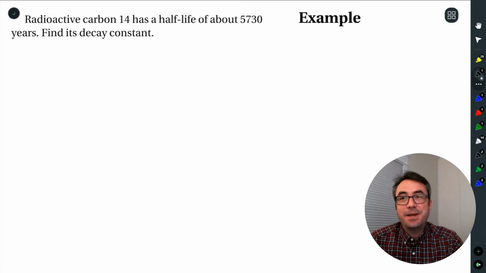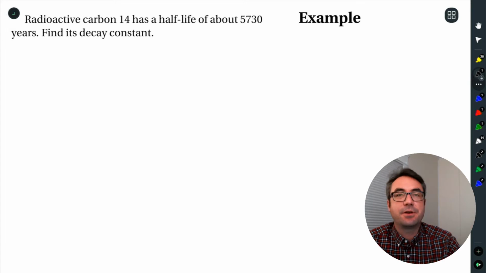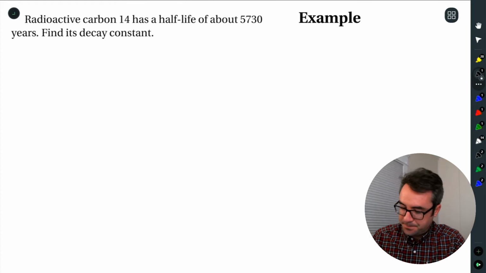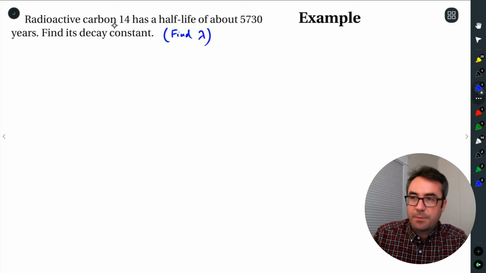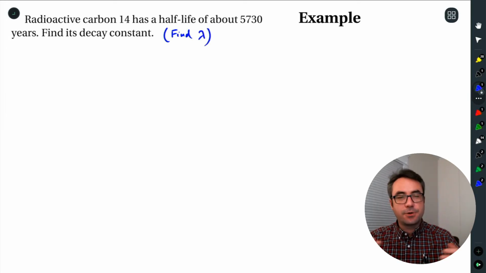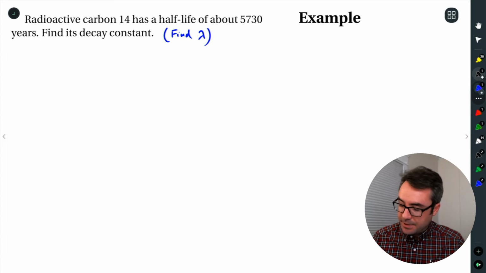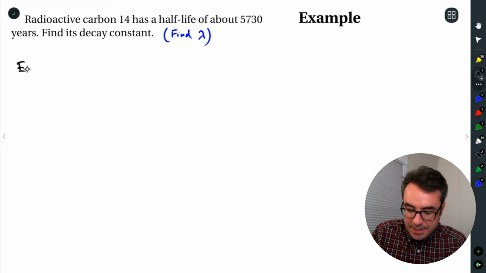So let's try this one. Radioactive carbon-14 has a half-life of about 5,730 years. We want to find the decay constant. We want to find lambda. All right, so carbon-14 is radioactive. It's undergoing radioactive decay. So let's start with our exponential decay formula.